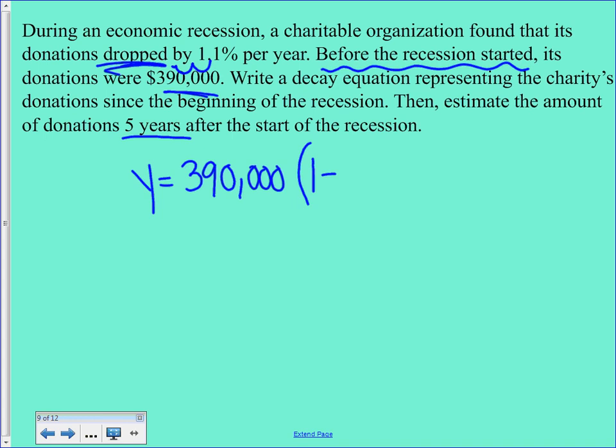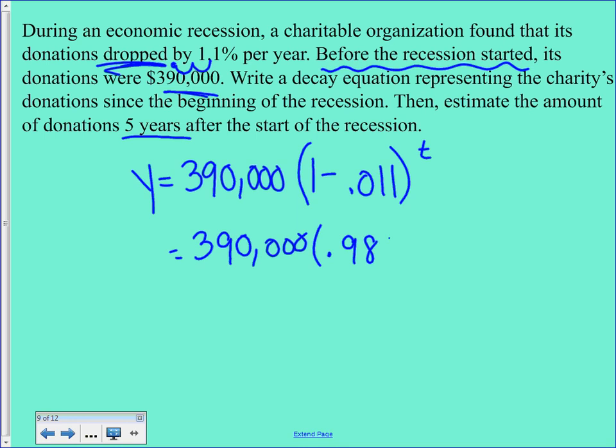So we have to change that into a decimal. So I'm subtracting off 0.011 in the parenthesis, and that's going to be raised to some time t. So then when I write out the equation, I can subtract what's in the parenthesis. When I subtract what's in the parenthesis, I get 0.989 raised to the t power. So I want you guys to just pause the video, and I want you to try and see what it's going to be after 5 years. So now instead of having t, you're going to have 5. So try that out on your own. See what answer you get. Make sure you label it, and this label is going to be money.